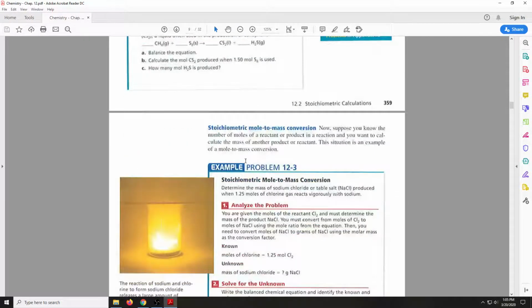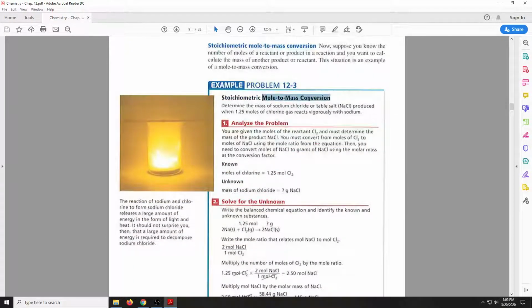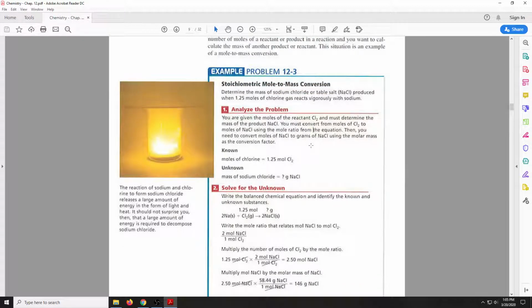Okay. Now let's look at something called mole-to-mass conversion. So in this problem, it's not just mole-to-mole, we're going from moles to mass. Determine the mass of sodium chloride, or table salt, produced when 1.25 moles of chlorine gas reacts vigorously with sodium. Once again, it's saying that you don't have to worry about how much sodium you have. You have 1.25 moles of gas. How many grams of table salt can you make?